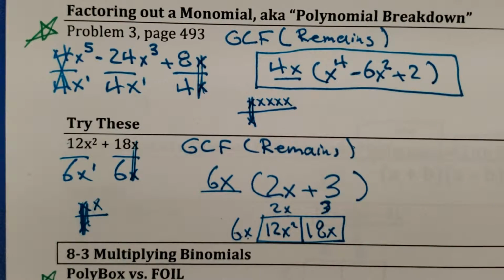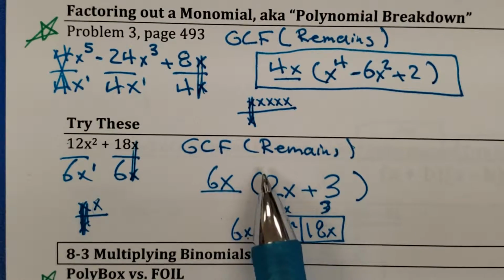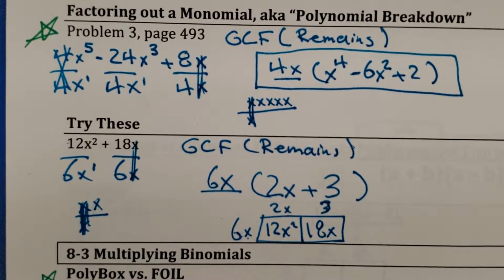So we're just going back and forth. Hey, look, we multiplied it. Hey, look, we broke it back down. Built it, broke it, built it, broke it. Around and round we go.